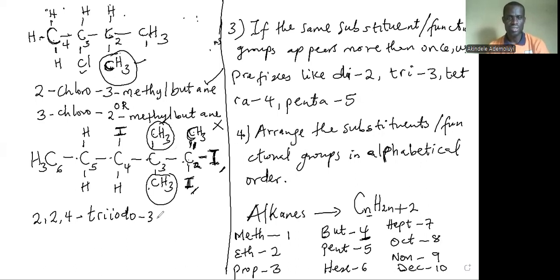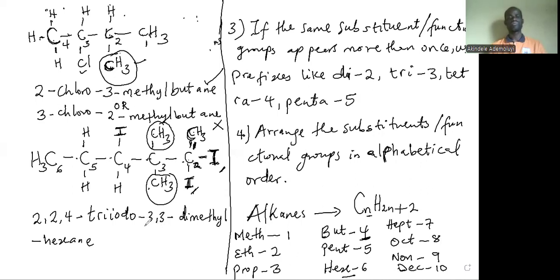Then 3, 3. On carbon number 3, we have 1 up, 1 down. That's why I'm writing the 3 twice. 3, 3, dimethyl. Dimethyl means on carbon number 3, we have 2 methyl. 3, 3, dimethyl. Then what is the parent name? 6 carbon. When we have 6 carbon, what do we call it? That will be hexane. That's the name of the compound.